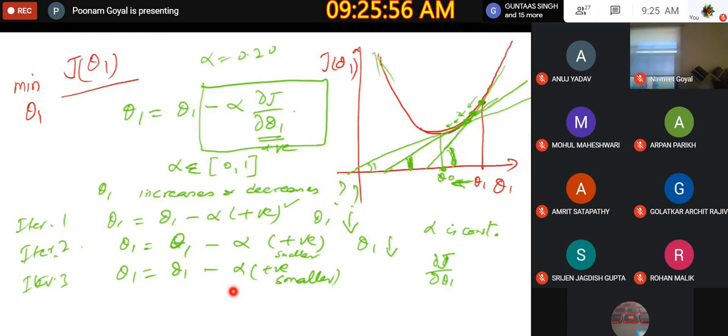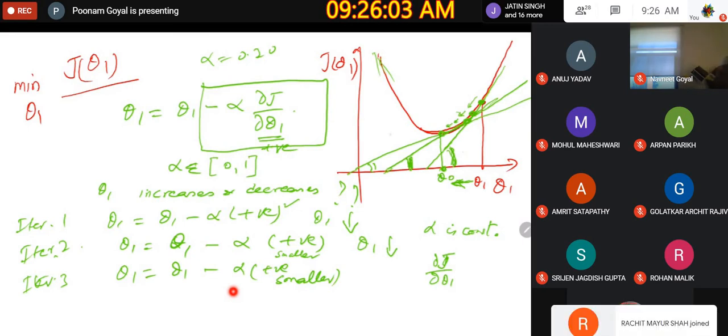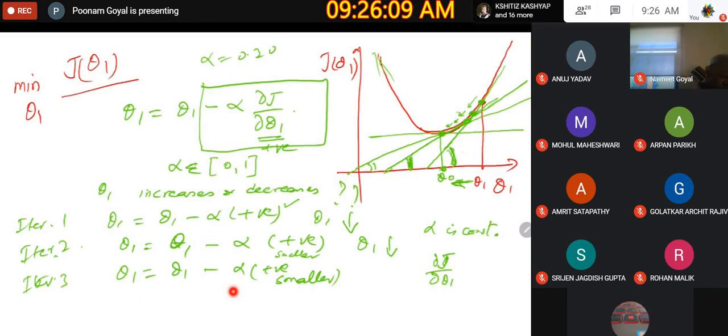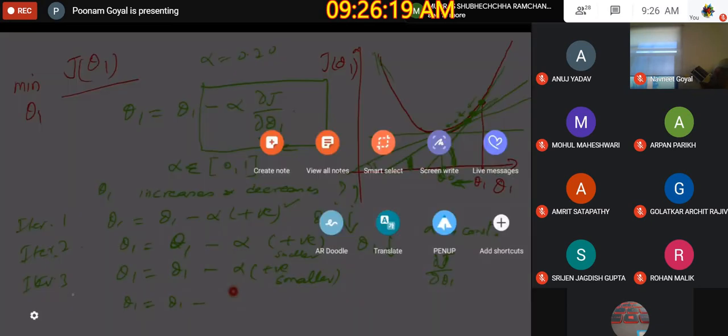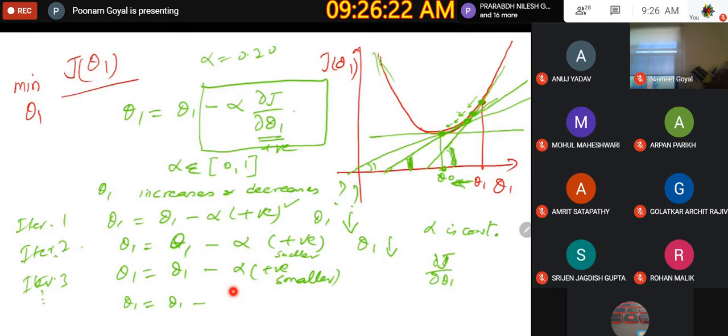Okay? And ultimately, when you reach here, or very close to the minima, what will happen to the tangent? Theoretically, the tangent will become parallel to the x-axis, right? So after some iterations n, θ1 will be equal to θ1 minus alpha times a very small positive slope. All right? Are you getting this?